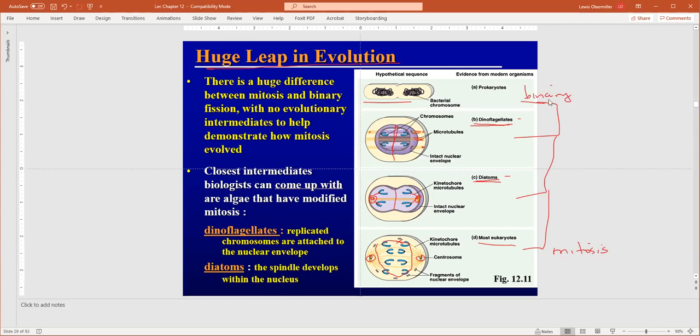So on the test, I might ask you, give me some examples of organisms that do not do regular mitosis. And you would say diatoms, dinoflagellates, and prokaryotes.